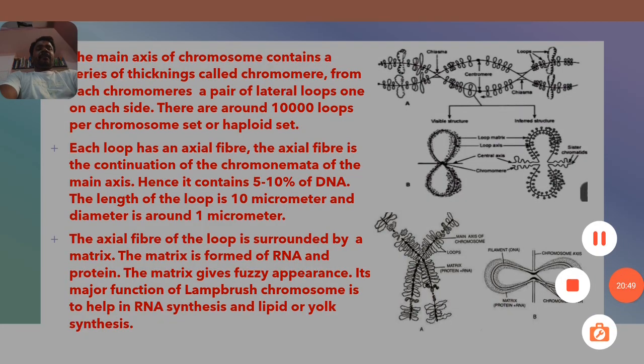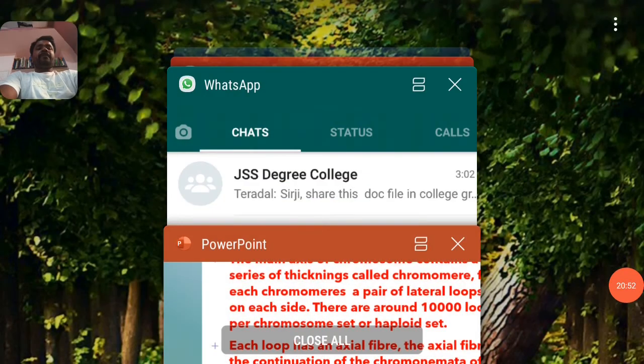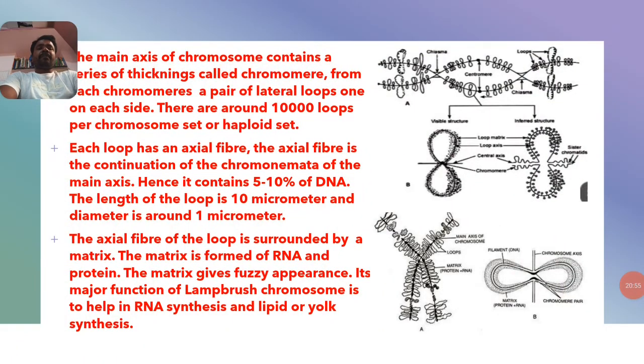The lampbrush chromosome consists of many loops arranged on a central axis. The central axis is continued to form the loops on either side. One loop originates from the paternal and another from the maternal chromosome. Hence it is synapsed homologous chromosomes. These look like a lamp cleaning brush, hence they are called lampbrush chromosomes.